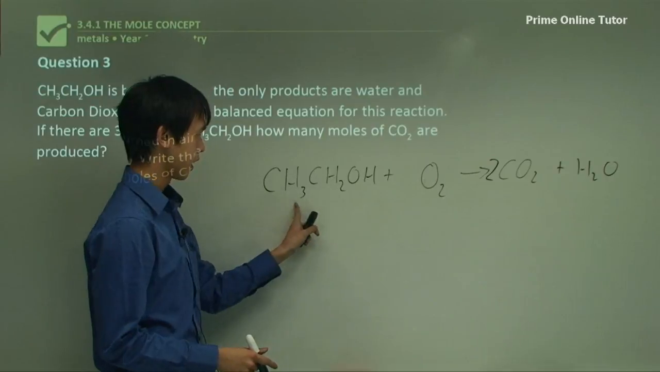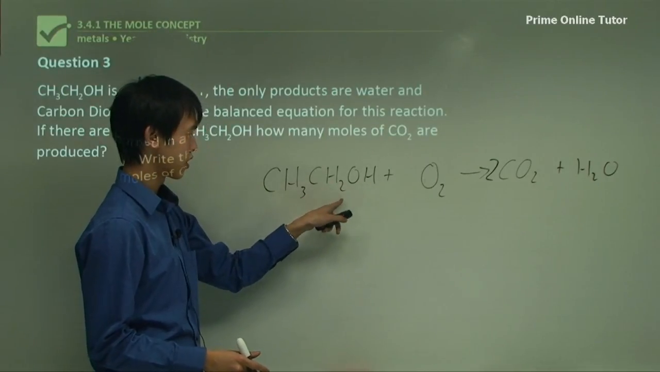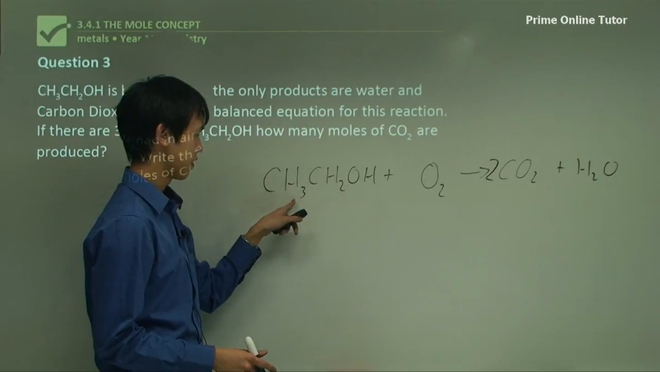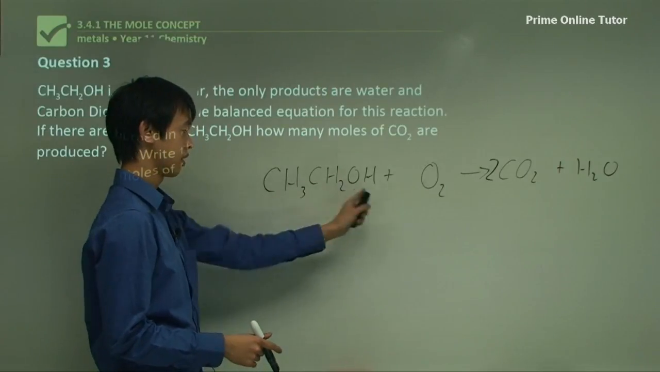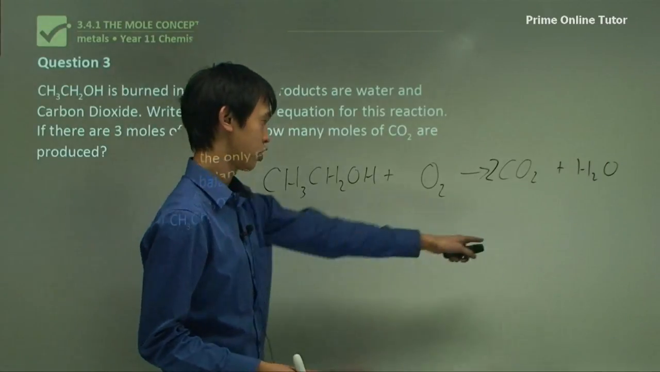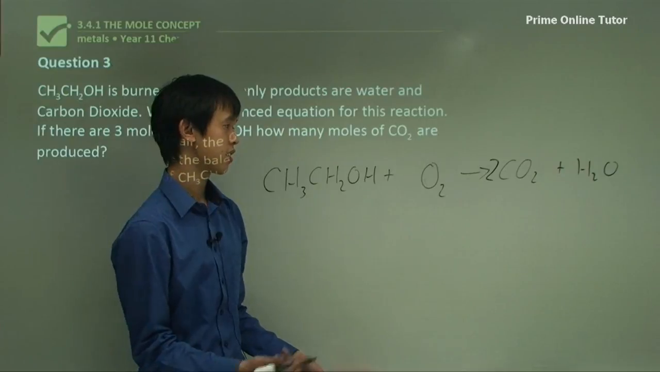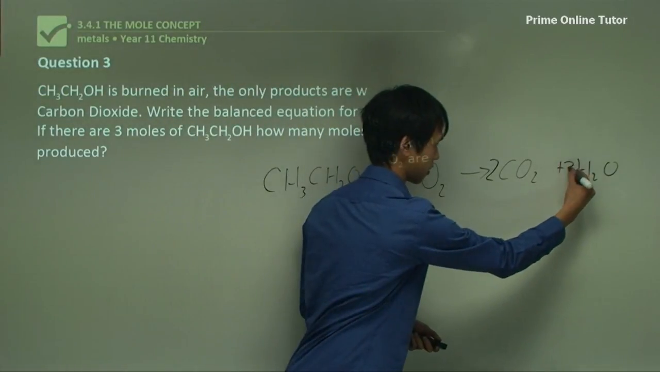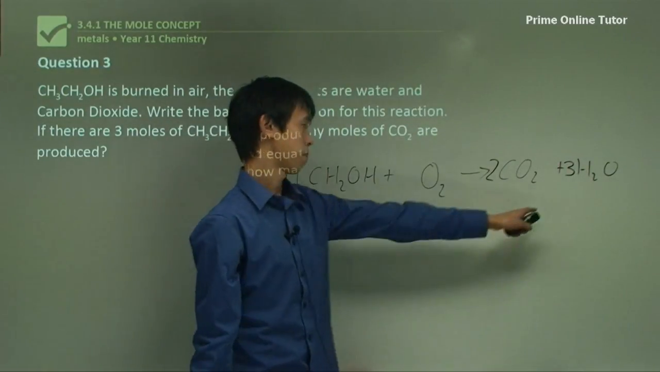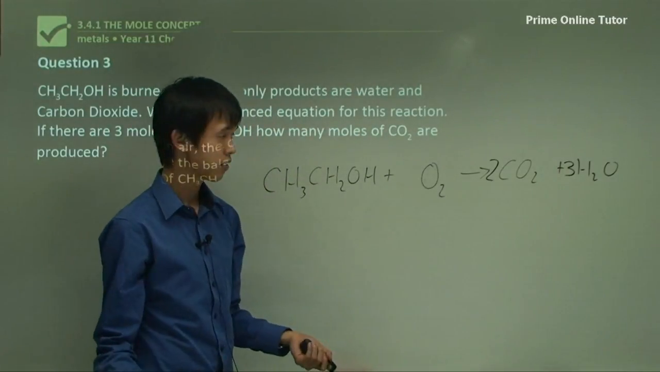So let's count how many hydrogens there are. 1, 2, 3, because there's 2 here. 4, 5, 6. So there's 6 hydrogens on the left-hand side, and there are 2 on the right-hand side. So how many times does 2 go into 6? Well, it goes in 3 times. So 3 times 2 is 6, and there's 6 here, so we're balanced.